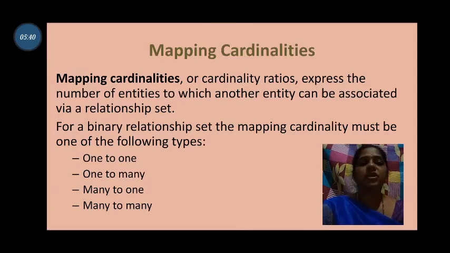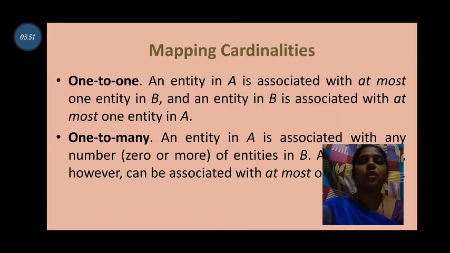For a binary relationship set, the mapping cardinality can be categorized into four types. One is one to one, one to many, many to one, and many to many. One to one refers to an entity in A associated with at most one entity in B, and similarly an entity in B is associated with at most one entity in A.